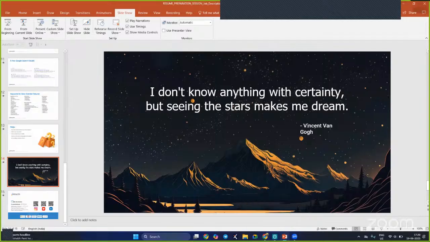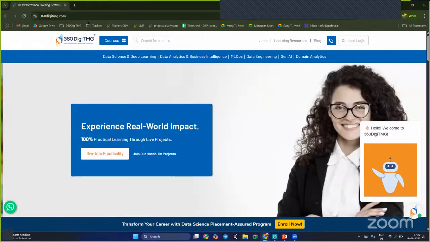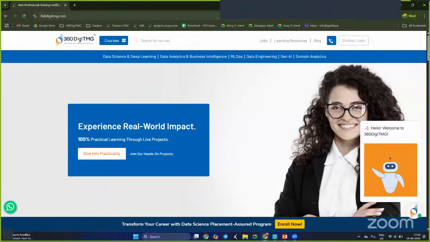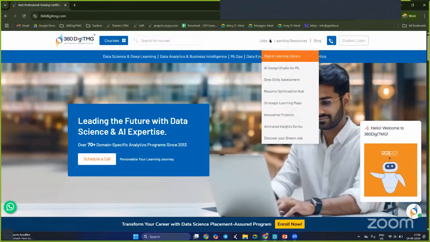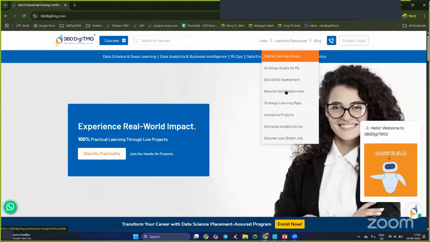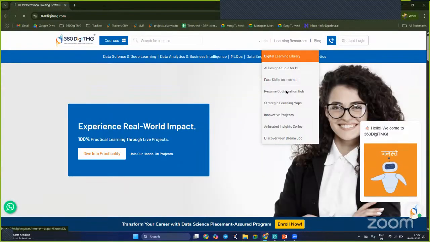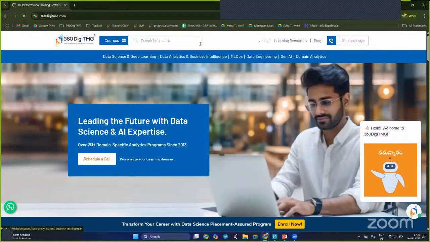Okay, so now I have a resume. I want to tailor it. So what do I have to do? For that, we are providing an application which is the Resume Optimization Hub. So if you visit our website 360digitmg.com, in our learning resources, you can see the Resume Optimization Hub. Okay, so we commonly call it the ROW Hub. So what is the use of this ROW Hub? Okay, what will it do?